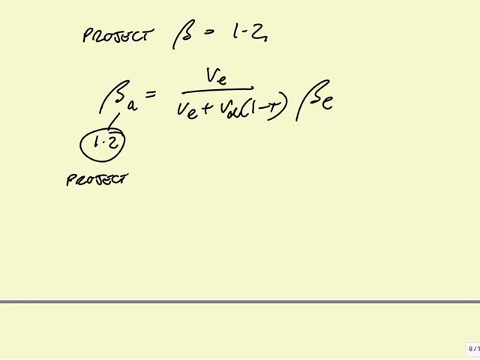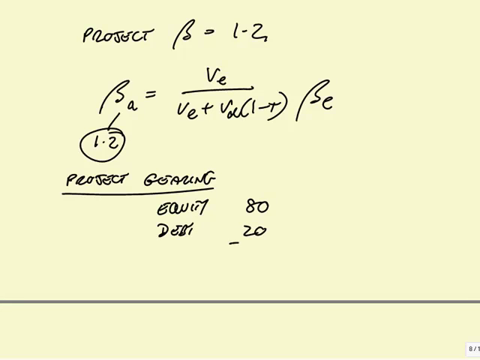But a share in the project would be more risky because there's gearing in the project. To use the formula, we need the project gearing. And the project gearing is what? It's financed 80% equity and 20% debt.